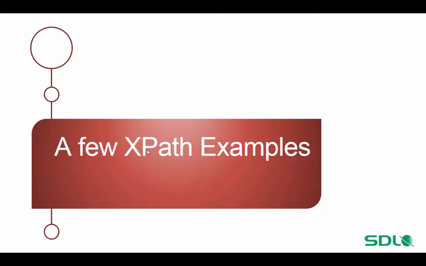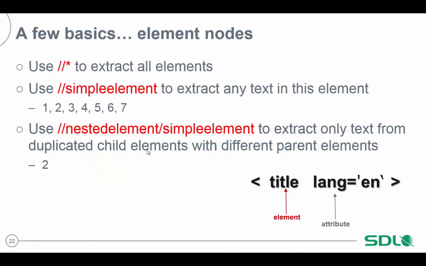So let's just take a look at a few XPath examples then, so we can try and understand the syntax a little bit and get our heads around how this works. So first of all, we'll start with a few basics and just look at element nodes. There's three different expressions which I've shown here. The first one is // star. Now star is something we haven't looked at yet. The star symbol is a wildcard. So this basically just says extract all the elements wherever they are. That's what the two slashes are for, if you remember. That means wherever they are. The second one is a bit more specific, and so I'm saying there, find me the simple element wherever it is.